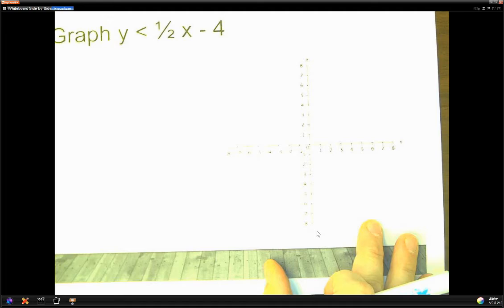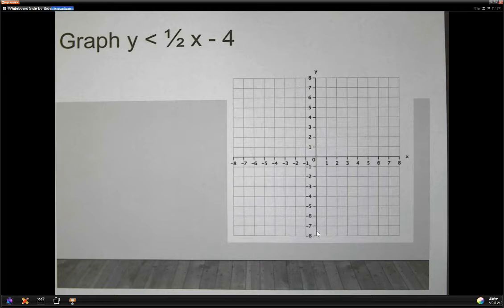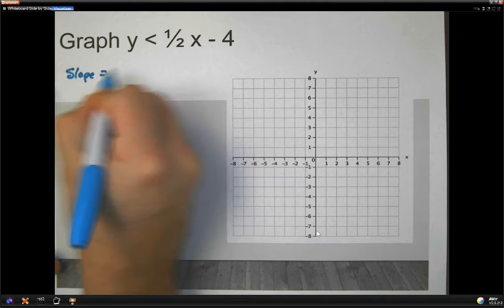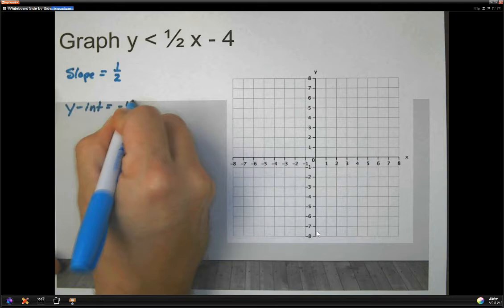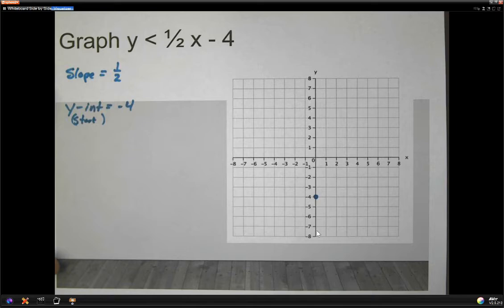So let's try another one of those. So we have y is less than 1/2 x minus 4. So again, I like to break it down. The slope in this particular case is 1/2. The y-intercept is negative 4. So remember, I always start with the y-intercept. So at negative 4 on our y-axis, that is where we start.